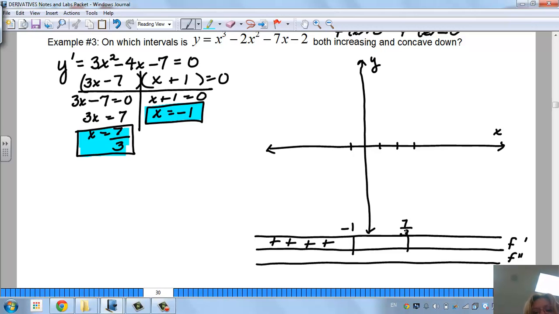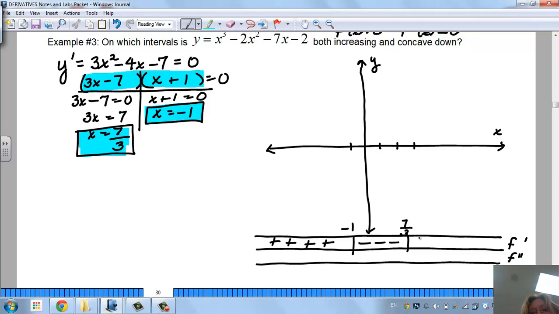Let's go between negative 1 and 7/3. Let's pick 0 because that's easy. So remember, I'm going back to the factored form and plugging it in and just looking at the signs. If I put a 0 in here, this is negative. And if I put a 0, that's positive. Negative times positive is negative.